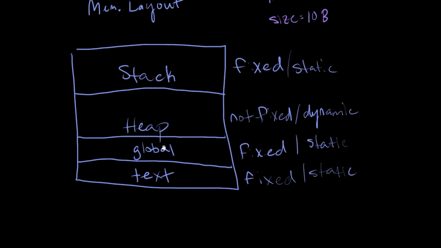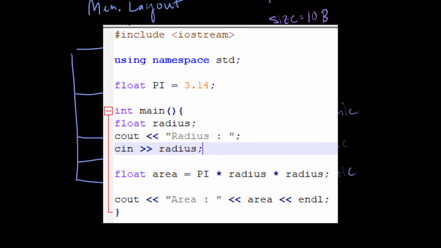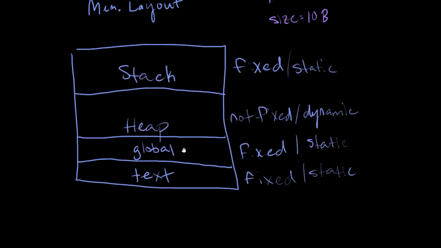And then we have a global section of memory. And this is just where we store our global variables. So let's say in a program we use a global variable called pi, and we set it to 3.14. Obviously, pi is always going to be equal to 3.14, so it's not going to change. It's going to stay the same value throughout the program. So that's going to be part of our global section of memory.